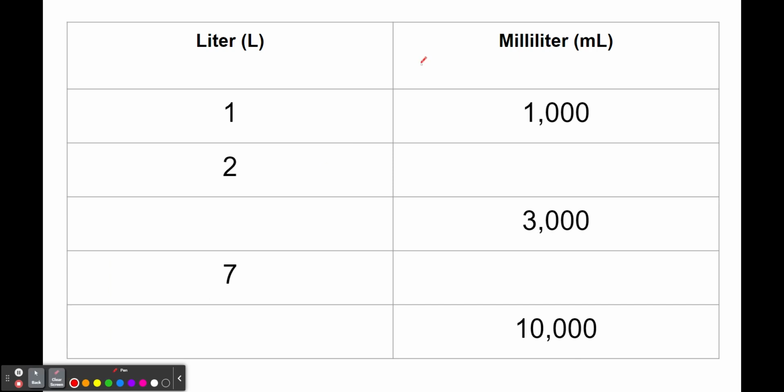Now let's go ahead and fill in this chart. So I know that 1 liter is equal to 1,000 milliliters. So 2 liters is equal to 2,000 milliliters. Now if I have 3,000 milliliters, that's going to be the same as 3 liters. If I have 7 liters, then I will have 7,000 milliliters because for every 1 liter, I have 1,000 milliliters. Now, if I have 10,000 milliliters, that means I have 10 liters because I can take one of those 1,000 milliliters and turn them into a liter. I can do that 10 times.